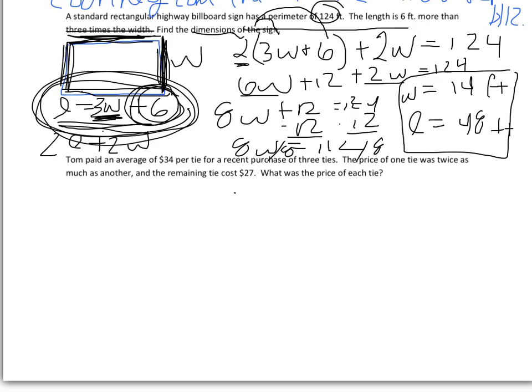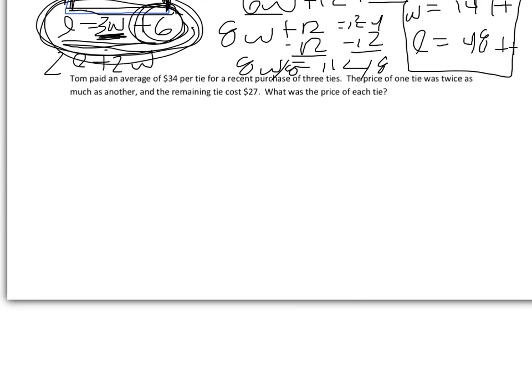So now we're on to the next one. It says Tom paid an average of $34 for recent purchases of 3 ties. The price of one tie was twice as much as another, and the remaining tie cost $27. What's the price of each tie? Now, here's the deal. It says the average price. If you're trying to average 3 things, generally speaking, we add them together. So A plus B plus C over 3 would be the average of A, B, and C.